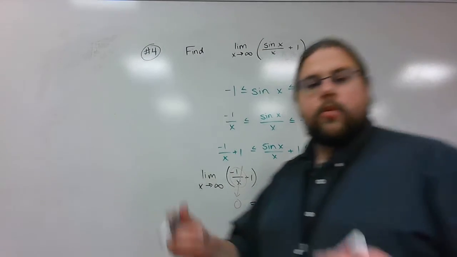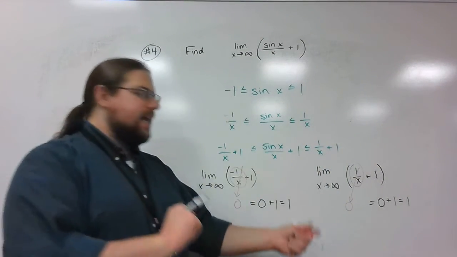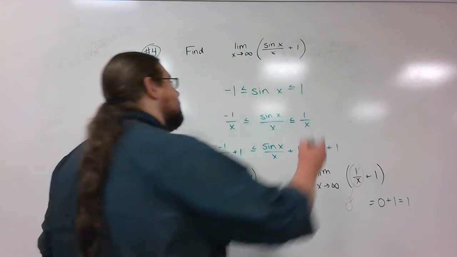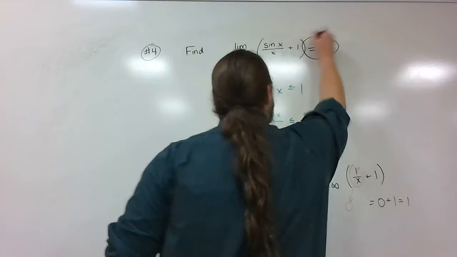So, notice again, we have this situation. Both of my limits go to the same place. They both go to 1. So, that means this limit up here at the top, it goes to 1. And that's it. That's all I had to do.